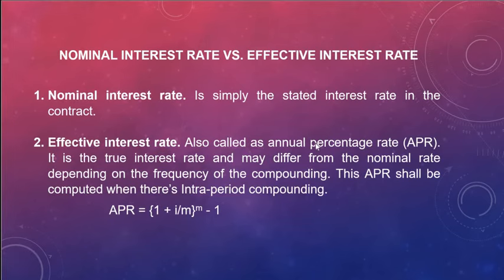Whereas the effective interest rate, also called the annual percentage rate or APR, is the true interest rate, and it may differ from the nominal rate depending on the frequency of the compounding. So this APR shall be computed when there is intra-period compounding. So this is how you compute the APR: 1 plus i over m, or the number of compounding periods, raised to the power of m, minus 1. So that's how you compute the effective interest rate or our APR.